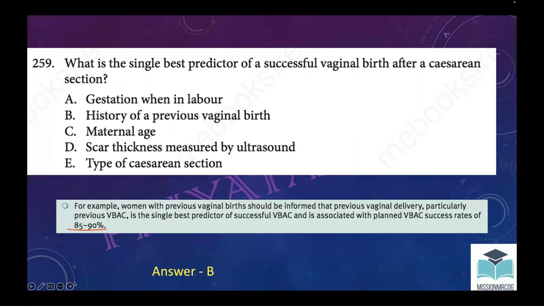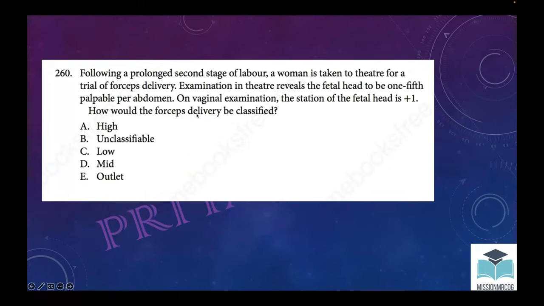Now the patient is taken to theater for trial of forceps. Fetal head is 1/5 palpable per abdomen. Vaginal examination station is +1. What is the classification for forceps? Mid cavity. Mid cavity. Okay.